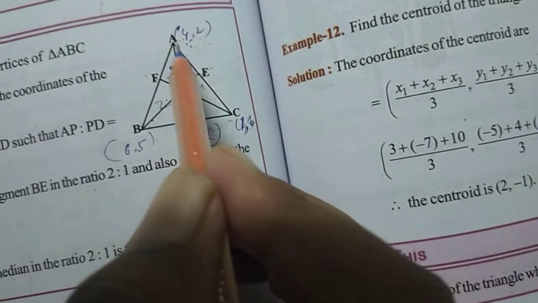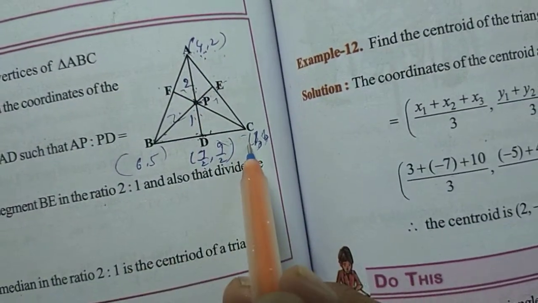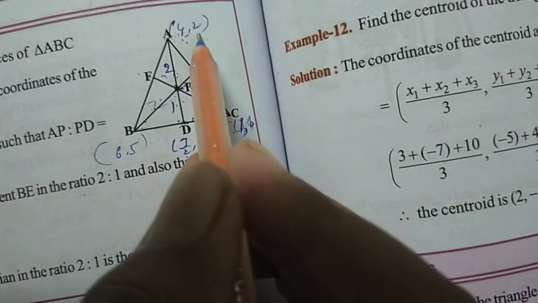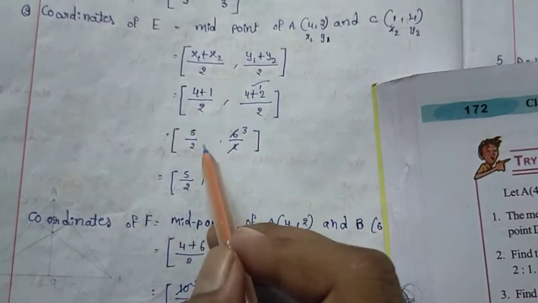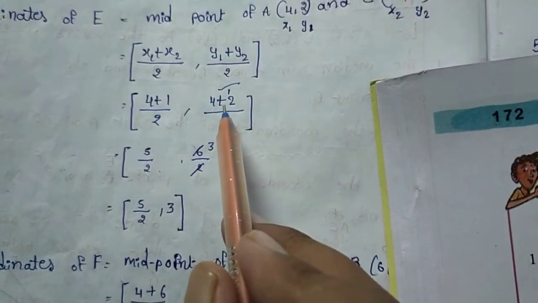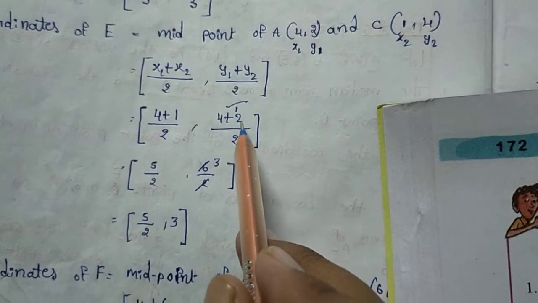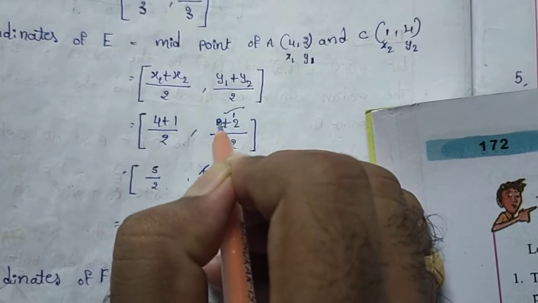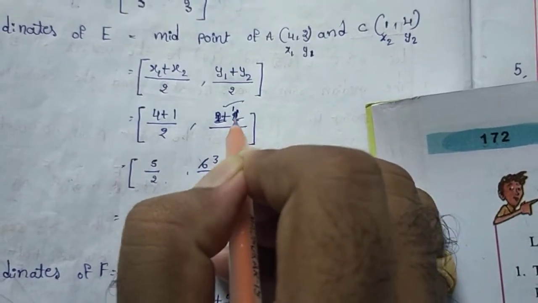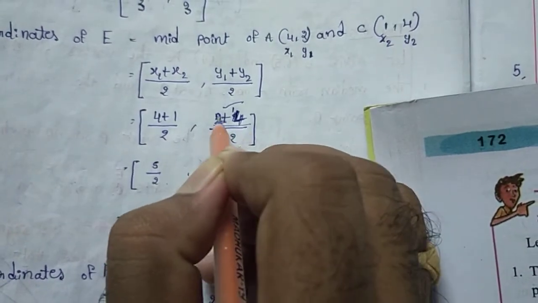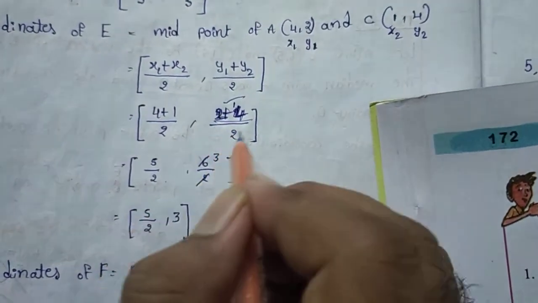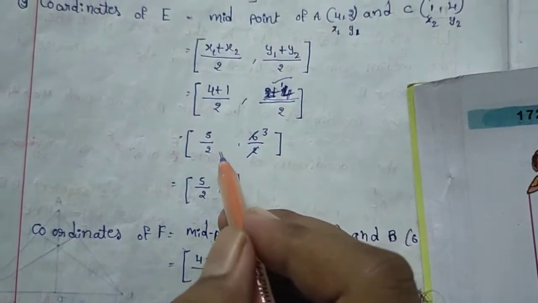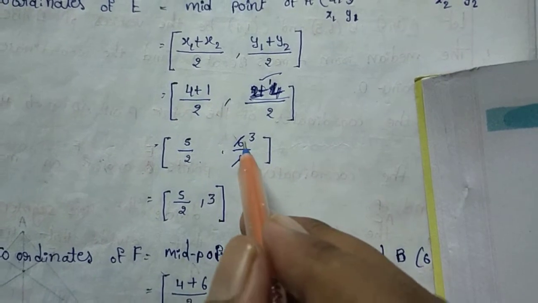Similarly, E is the midpoint of AC. x1 is 4 plus 1 by 2, y1 is 2 plus 4 by 2. 4 plus 1 is 5 by 2, 2 plus 4 is 6 by 2, so 6 by 2 is 3. So E is 5 by 2 comma 3. This is E complete.